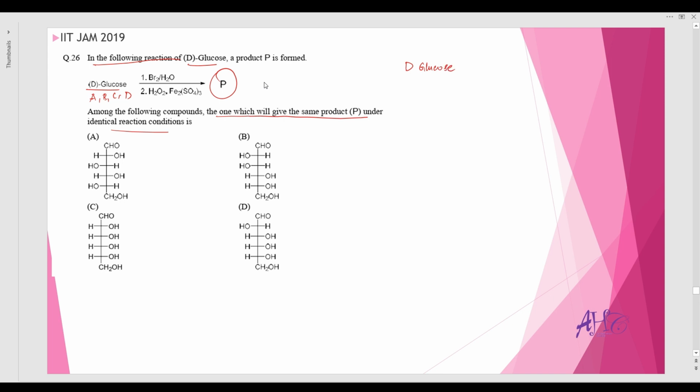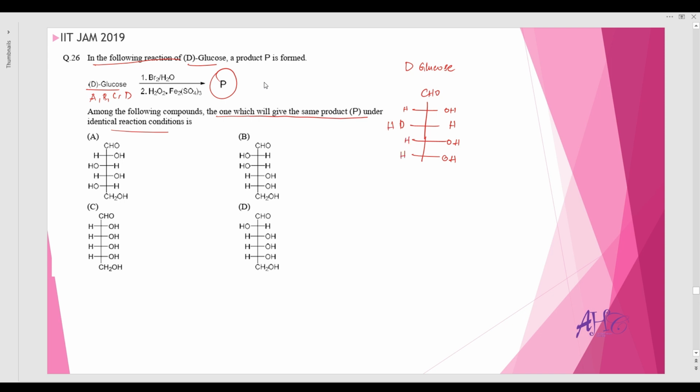So the D-glucose structure is nothing but it has an aldehyde, and then it has an alcohol, and then it has hydrogen, and then it has two more alcohols. It is OH, it is OH, H, OH, OH. Okay, so this is going to be the reverse.